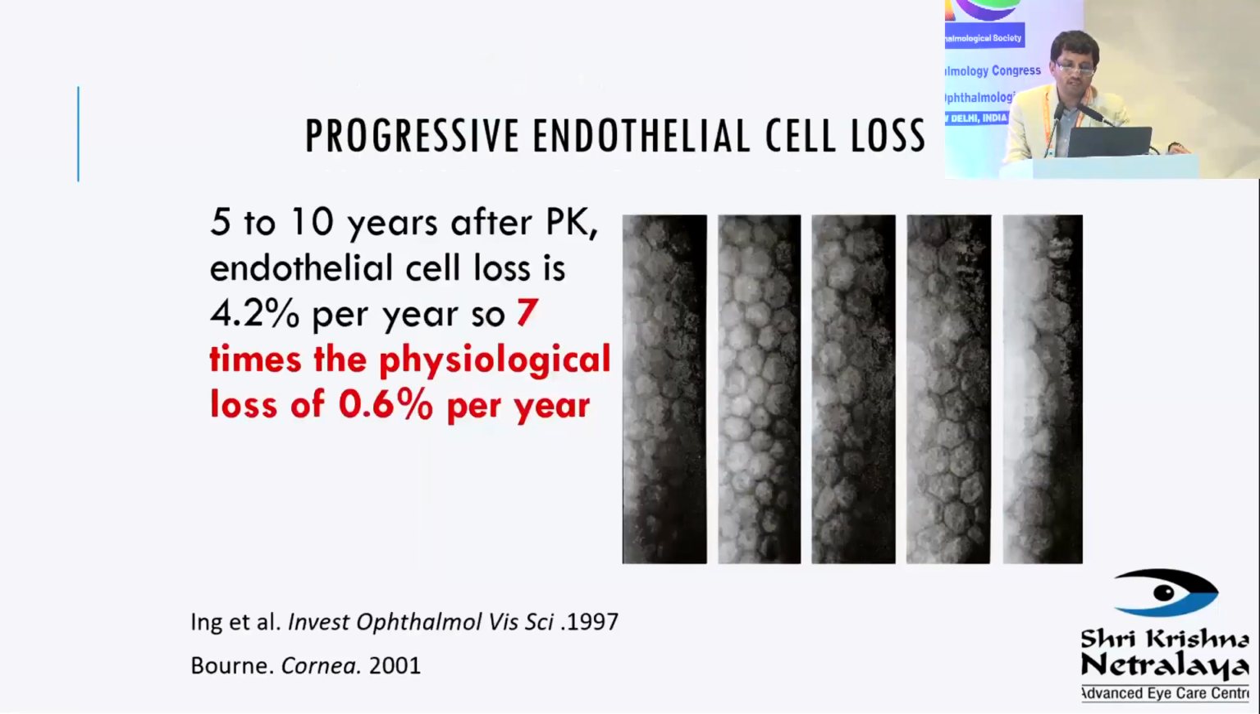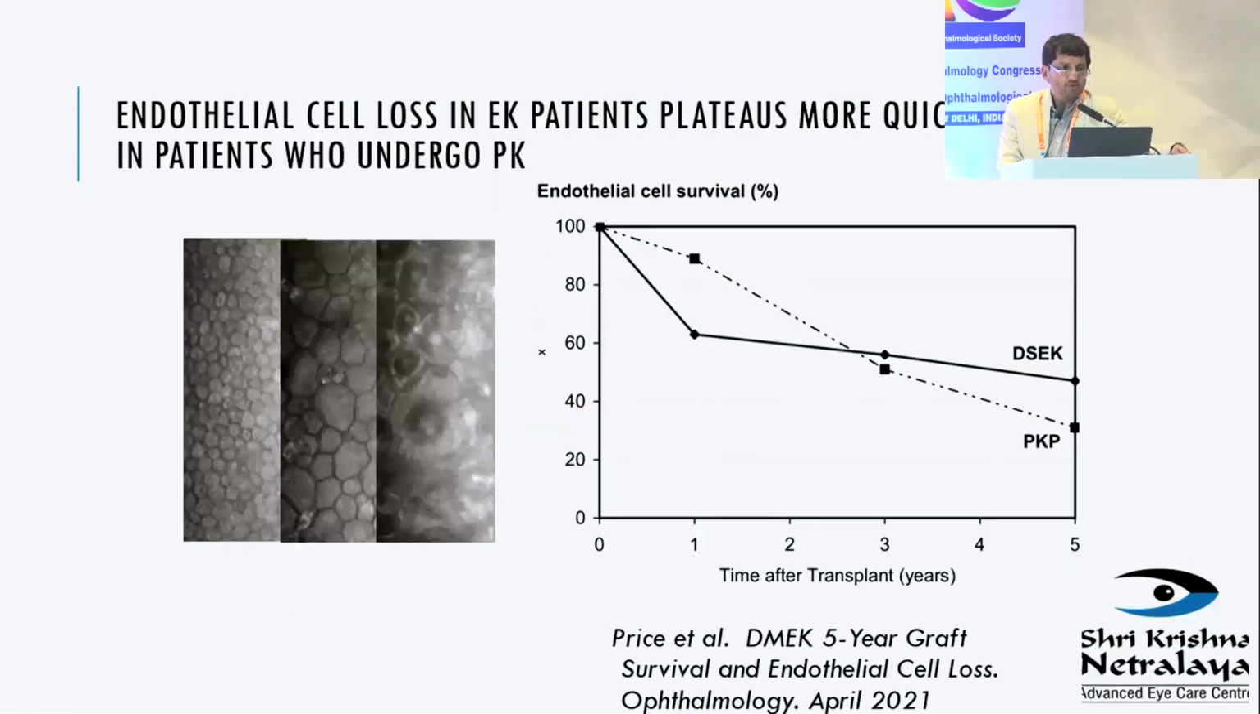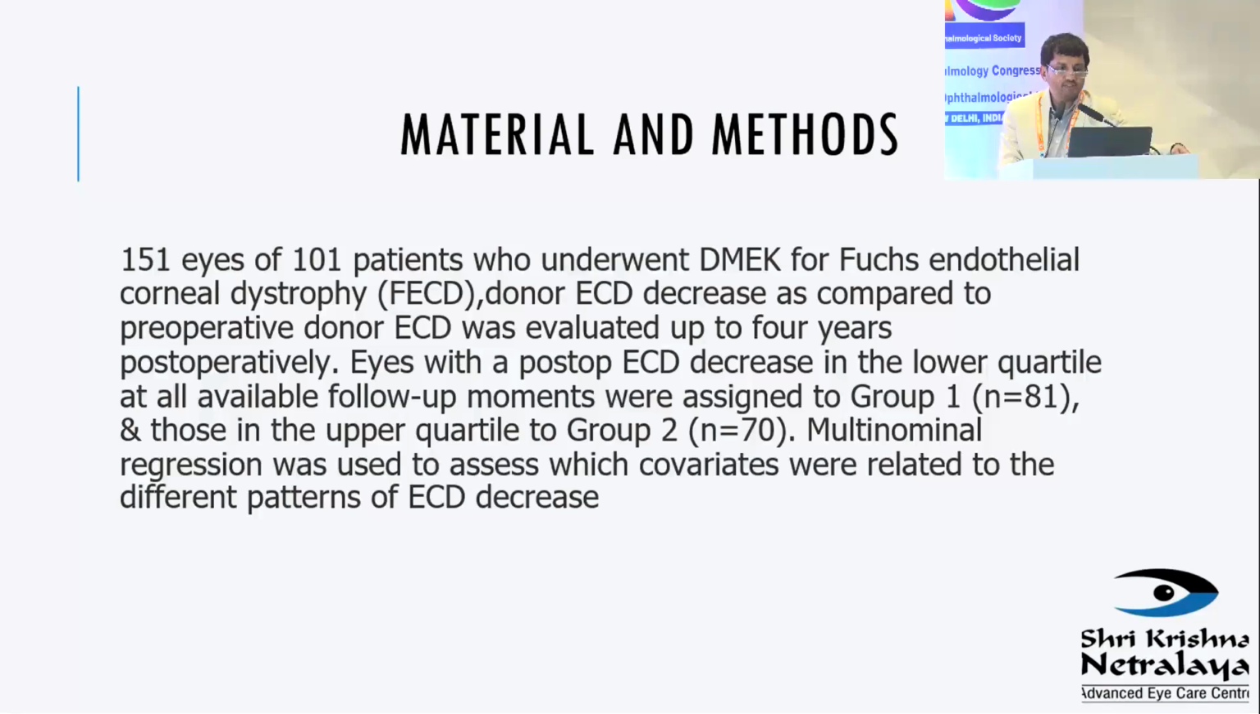So regarding progressive endothelial cell loss in keratoplasty, in the traditional penetrating keratoplasty we had seen that 5 to 10 years after PK, the endothelial cell loss is around 4.2% per year, which is around 7 times the physiological loss of 0.6% which has been documented. Now the endothelial cell loss in EK patients plateaus more quickly than in patients who undergo penetrating keratoplasty, and various studies have shown that, and we are here to compare how the endothelial cell loss is seen in two different groups.